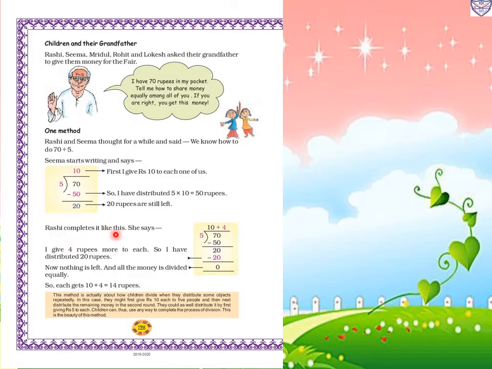Rashi completed it like this. She says, I give 4 rupees more to each. So first Seema distributed rupees 10 to each. Now Rashi gives 4 rupees more to each, so she has distributed 20 rupees. There are 5 children in total, so 5 fours are 20. 20 minus 20 is 0. Now nothing is left and all the money is divided equally. So each gets 10 plus 4. How many rupees will each get? That is 14 rupees.